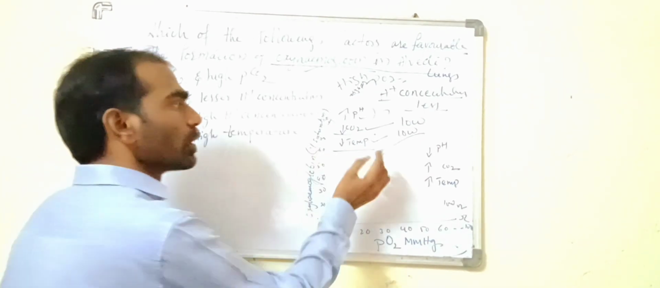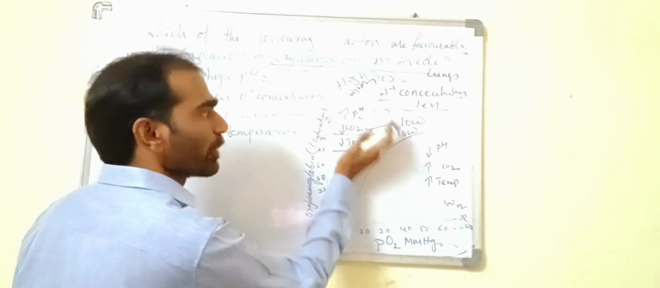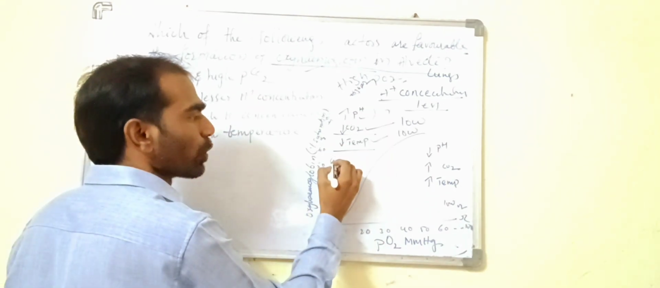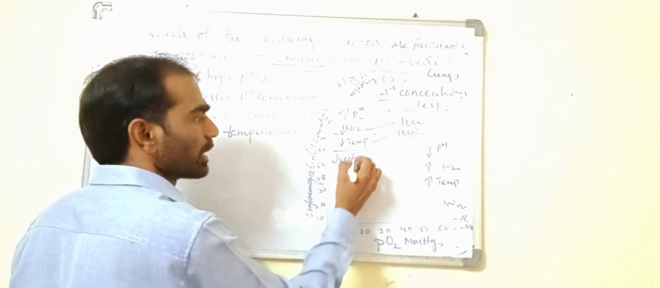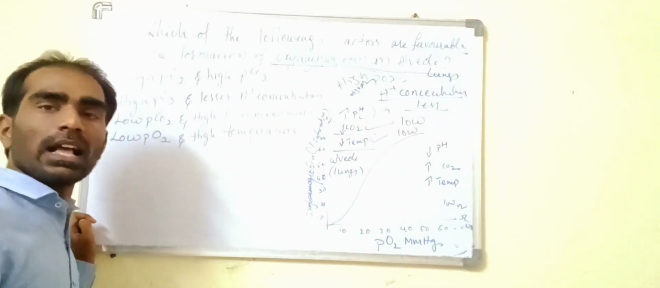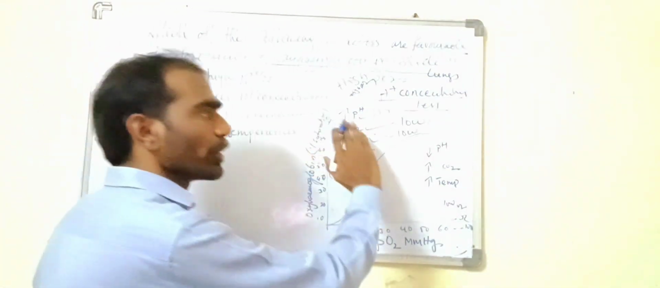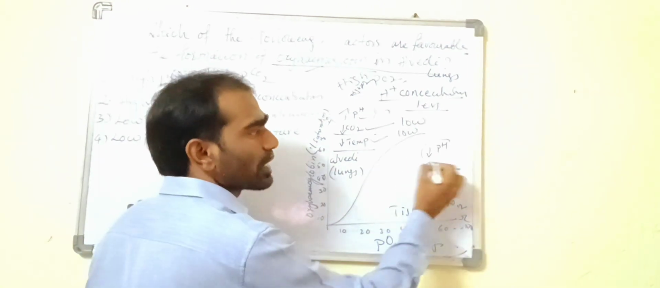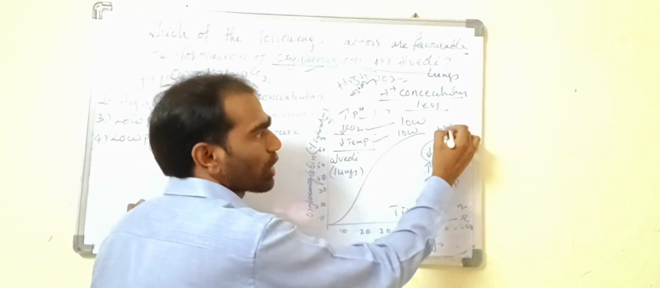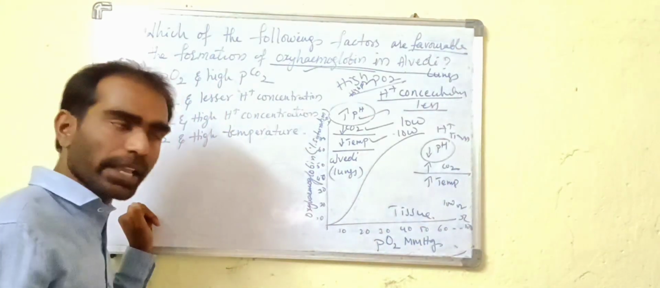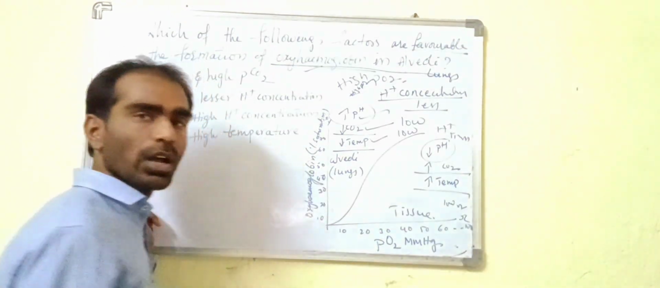Now, because of that, what happened? The curve will be moving towards its left side, isn't it? This will be taking place in the alveoli, that is, in the lungs. This favorable condition is present in the lungs. Whereas, when you come to the tissues, pH is low. That means H plus ion concentration is high, and carbon dioxide is high, as well as temperature also high.